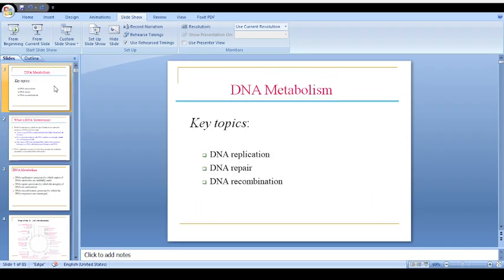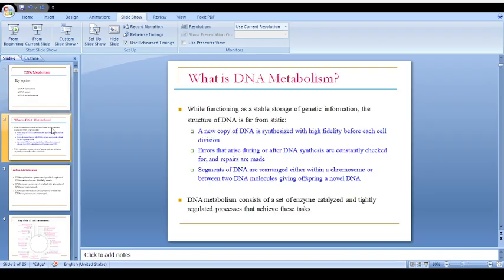Hello students, today we are going to discuss DNA metabolism. What are the key topics we are going to see in detail? That includes DNA replication, DNA repair, and DNA recombination. First of all, we'd like to know what is meant by DNA metabolism.